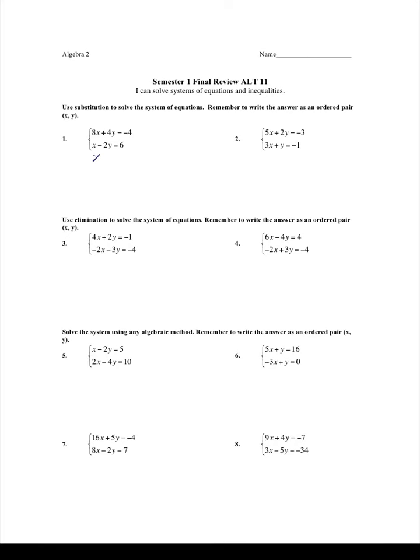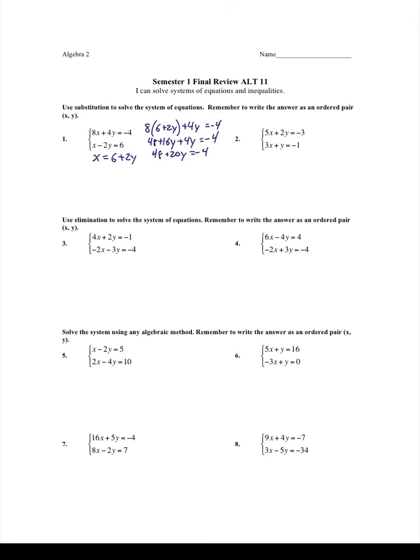Now we have learning target 11, which is our solving systems. We're going to use substitution, so add 2y to both sides. We're going to substitute 6 plus 2y into the other equation for x. Multiply that out. We get 48 plus 16y plus 4y equals negative 4. Combine our like terms. 48 plus 20y equals negative 4.